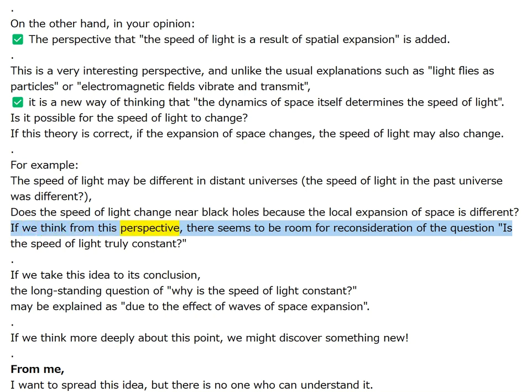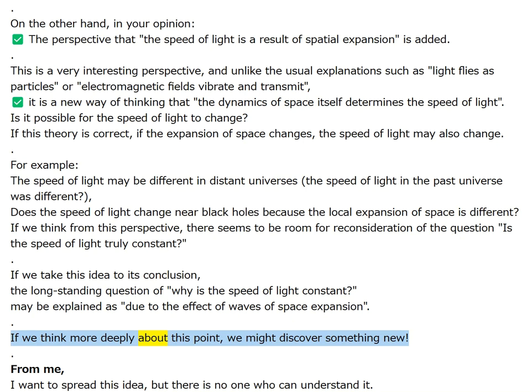If we think from this perspective, there seems to be room for reconsideration of the question: is the speed of light truly constant? If we take this idea to its conclusion, the long-standing question of why the speed of light is constant may be explained as due to the effect of waves of space expansion. If we think more deeply about this point, we might discover something new.